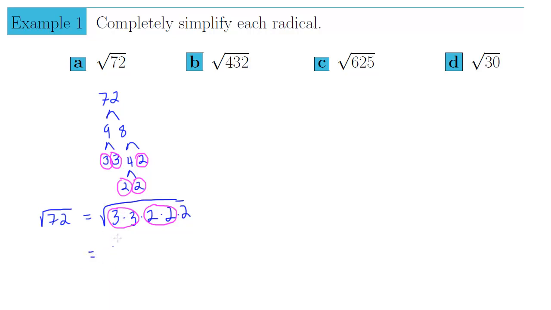So root 72 is going to equal 3 on the outside of the root times 2 on the outside of the root, and then you still have this 2 left underneath, so root 2. Everything's connected by multiplication because everything was connected by multiplication here. Therefore, altogether we have 6 root 2. So square root of 72 is equal to 6 root 2.